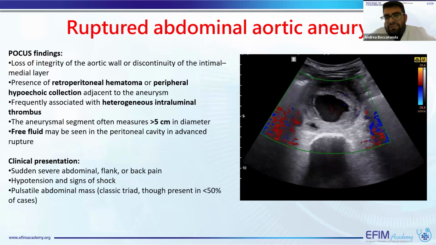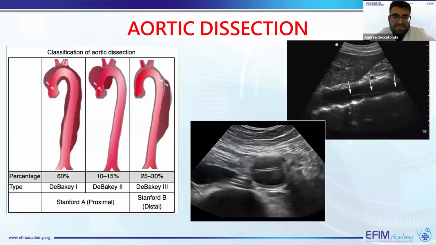And usually the aneurysm is over 5 centimeters in diameter, and usually there is free fluid in the abdomen. And this should be put together with the clinical examination, so sudden severe abdominal pain or a pain referred to the flank, signs of shock, and the physical examination suggestive of a pulsating abdominal mass. But these signs are present in fewer than 50% of cases.